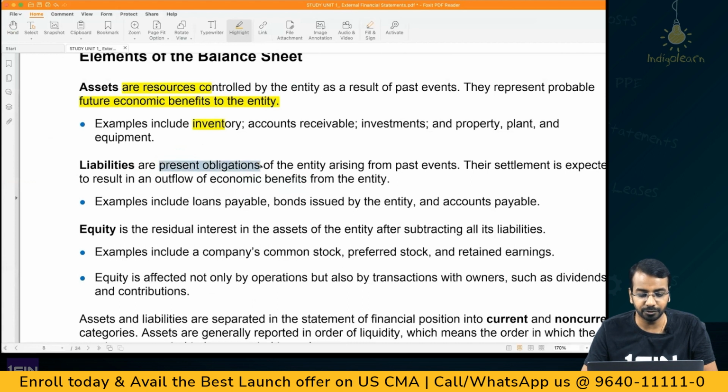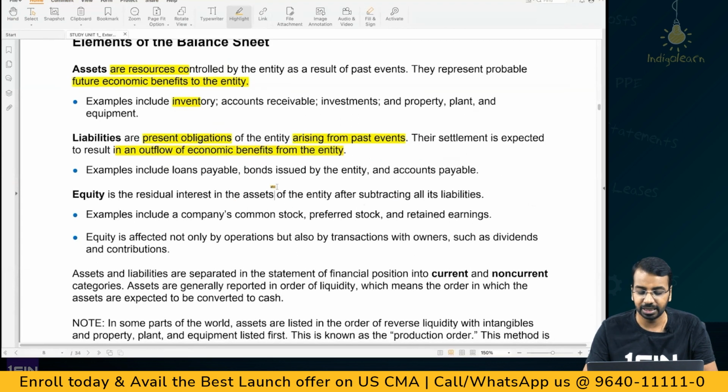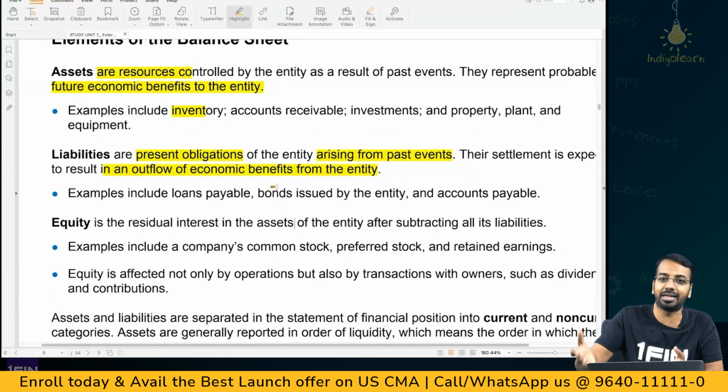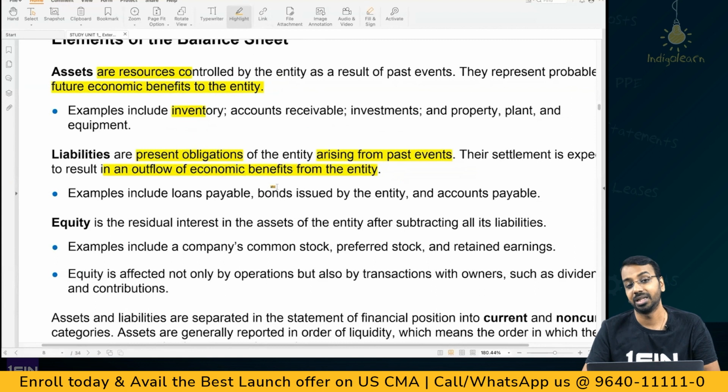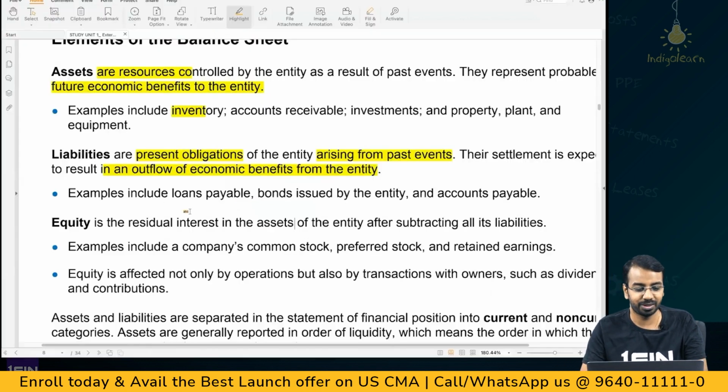So, liabilities are present obligations arising from past events. Their settlement is expected to result in an outflow of economic benefits from the entity. So, there would be some outflow of resources which have economic benefits. When you have to settle a liability, let us say a creditor, what do you do? You have to pay money. If you have to pay interest, you have to pay money. If you have received an advance from a customer, I have an obligation to provide goods or services in the future. So that is also called a liability.